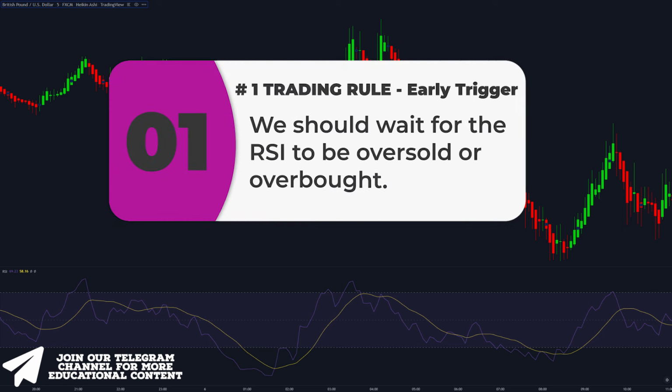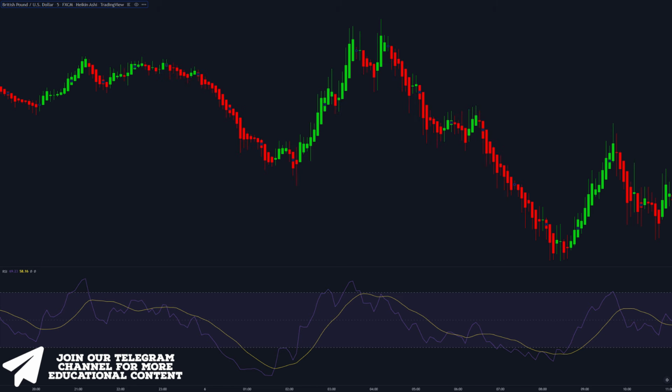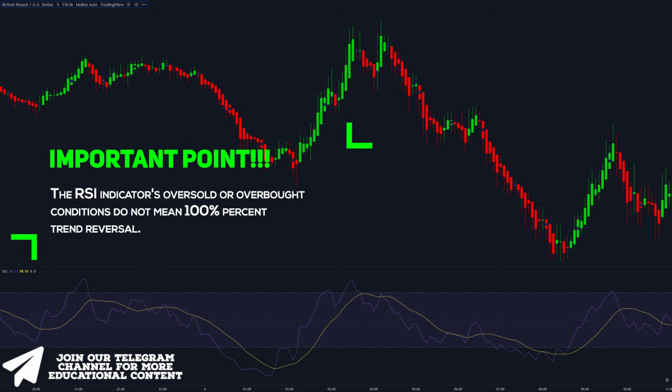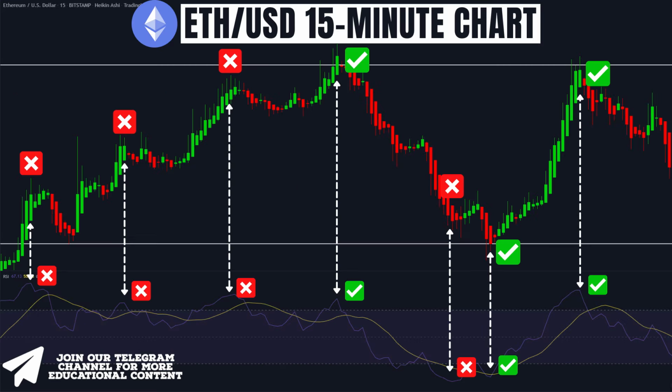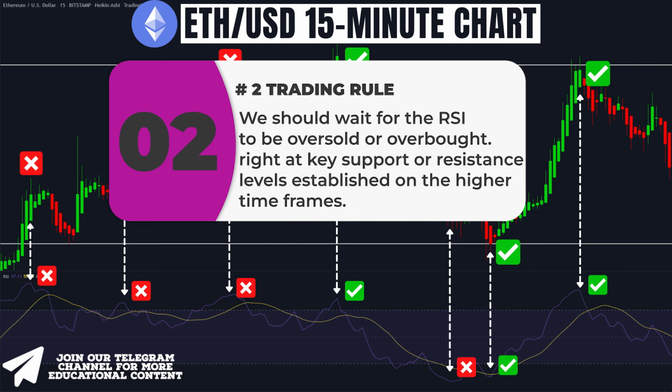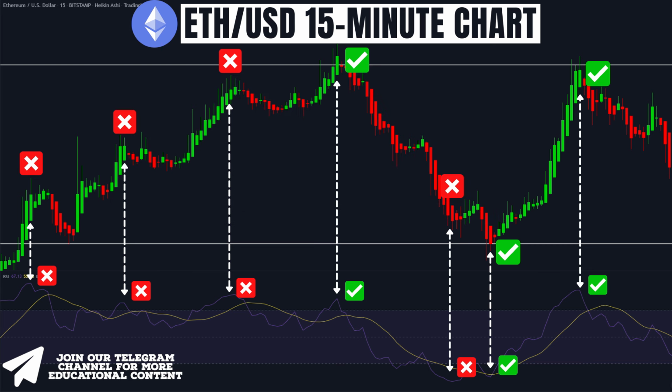With that, we should wait for the RSI to be oversold or overbought, which will act for us as an early trigger event. However, the RSI oversold or overbought conditions do not mean 100% trend reversal. For this reason, we should look for the RSI to be oversold or overbought right at key support or resistance levels established on the higher time frames.